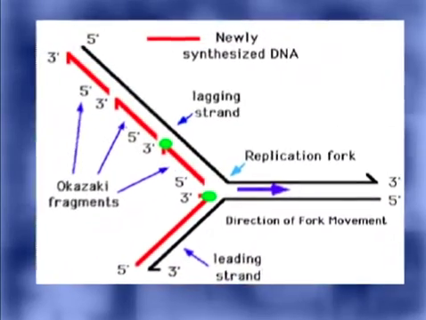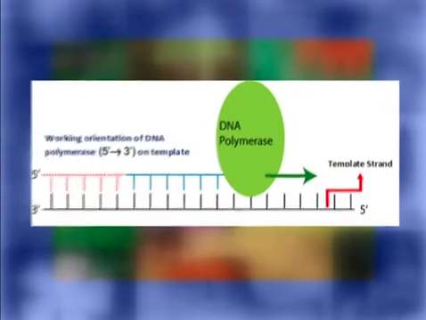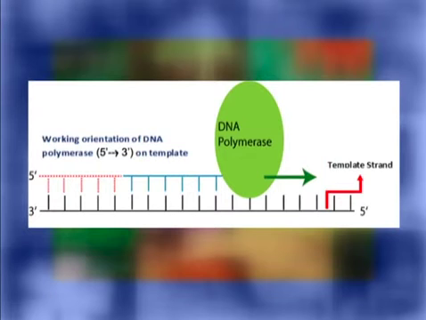A leading DNA strand is the one where the replication fork moves along it in the 3' to 5' direction, and to which nucleotides can be added continuously as it is growing in the 5' to 3' direction. A lagging strand is so oriented that the replication fork moves along it in a 5' to 3' manner. This orientation is opposite to the working orientation of DNA polymerase, which moves on a template in 3' to 5' manner.